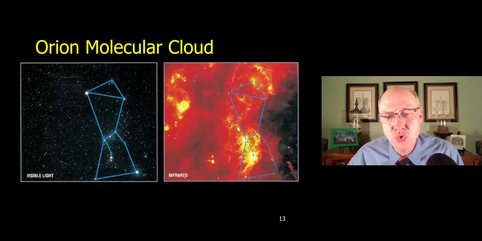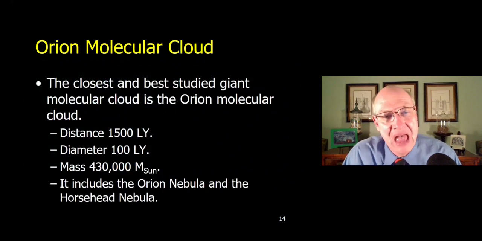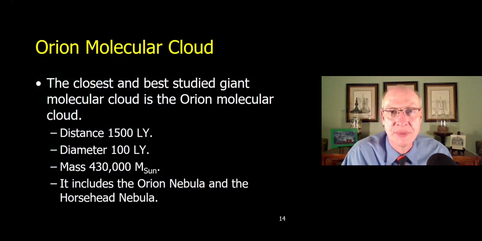So there are two giant clouds right here, one in the sword of Orion and one right there in the belt of Orion. And we're going to talk about this one in the sword down here. That is the Orion molecular cloud. So it's about 1,500 light years away from us, which means the light left about 1,500 years ago.